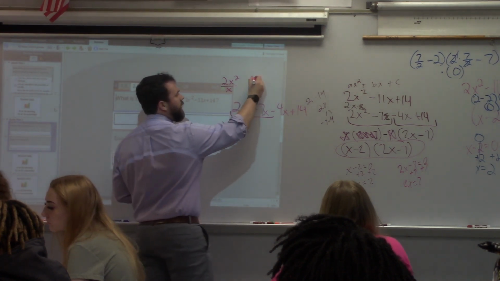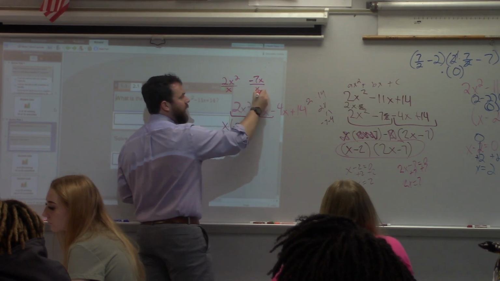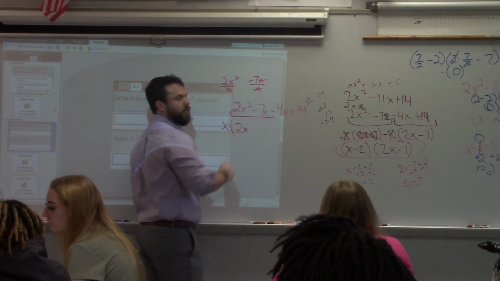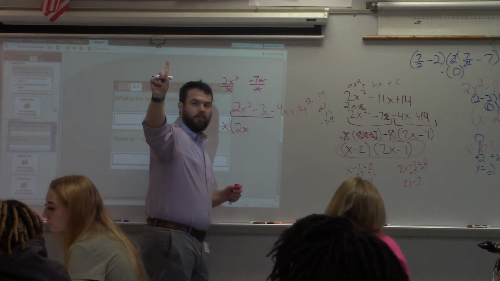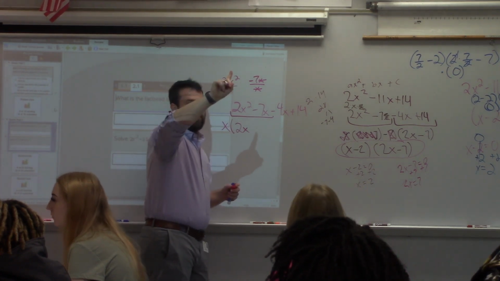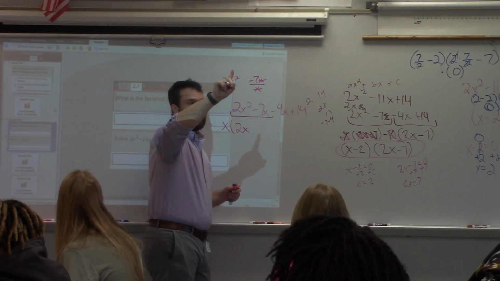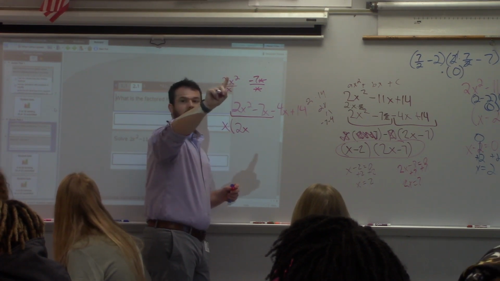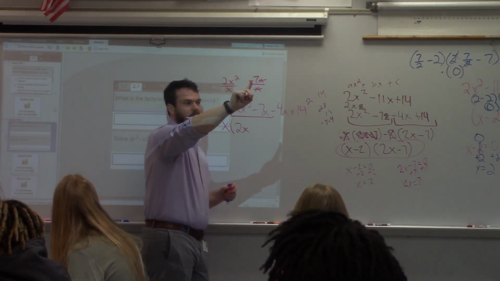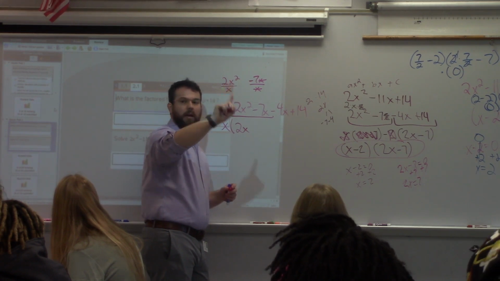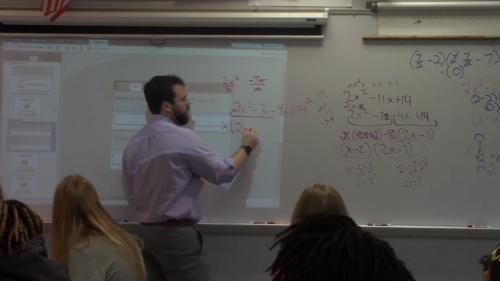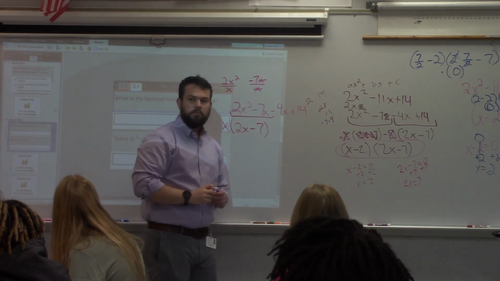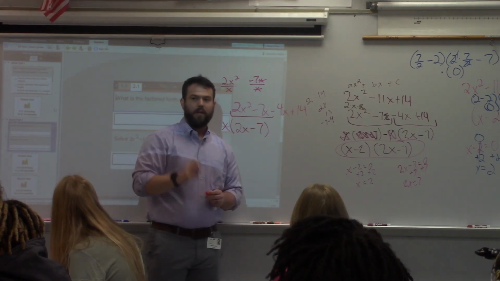If I take the negative 7x and I divide by x, what is anything divided by itself? Anything divided by itself is? 5 divided by 5 is what? 1. 17 divided by 17 is 1. Right? x divided by x is 1. So I'm left with minus 7. So that's one way to understand it.